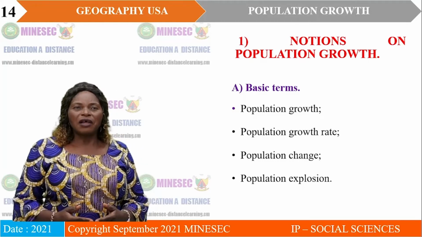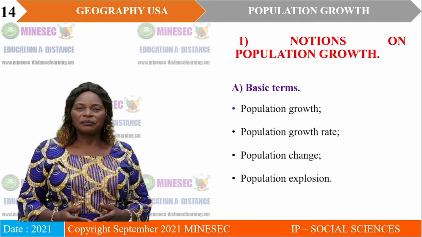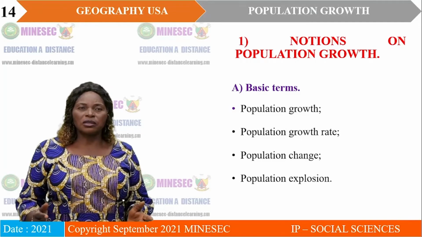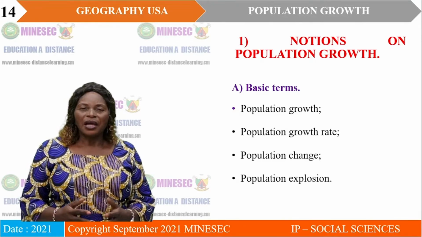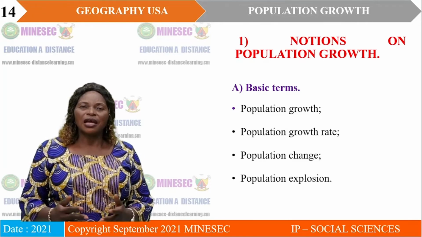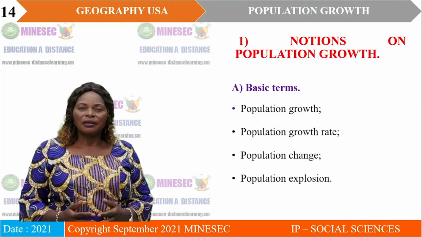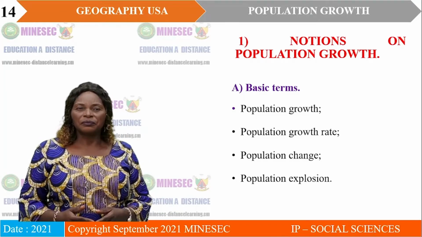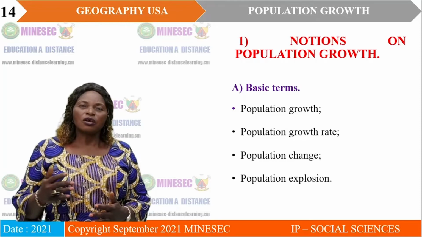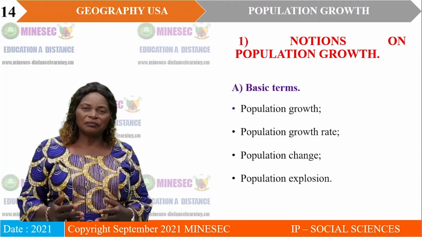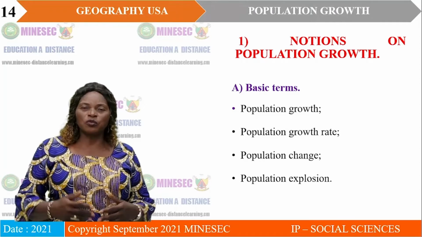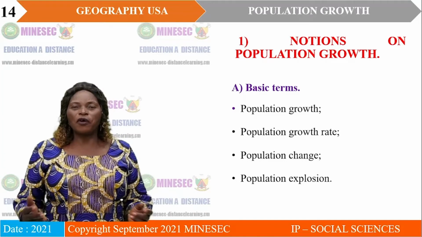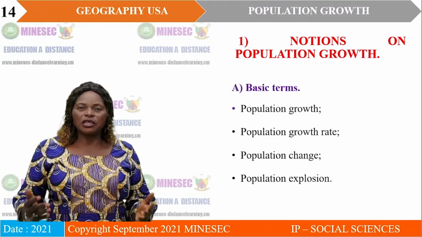Secondly, there is population growth rate. Population growth rate is the rate at which the population is increasing or decreasing. And this can be due to natural change and net migration, taking into consideration the total population. It is the rate at which population grows, either it is increasing or it is decreasing. The rate at which population increases or decreases as a result of natural change and net migration. We have already said that these two interact to give the total population.